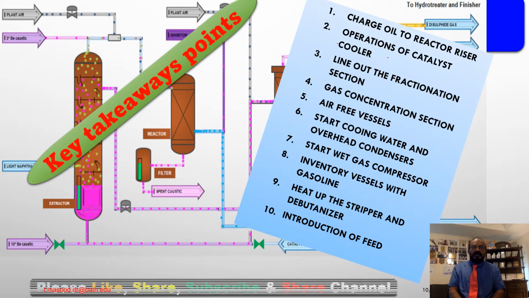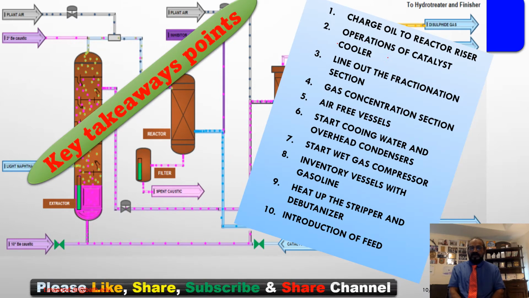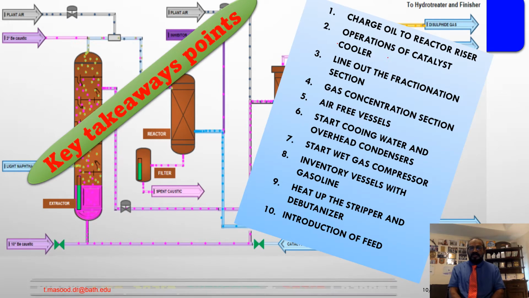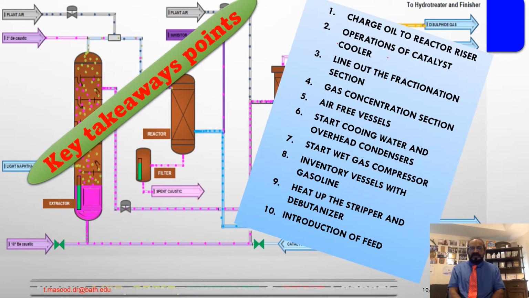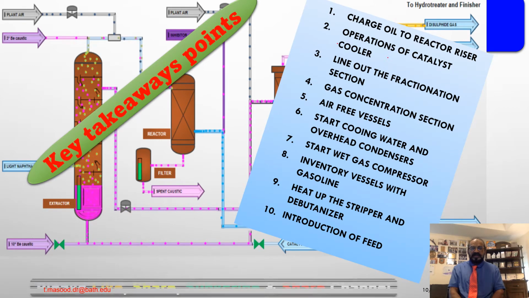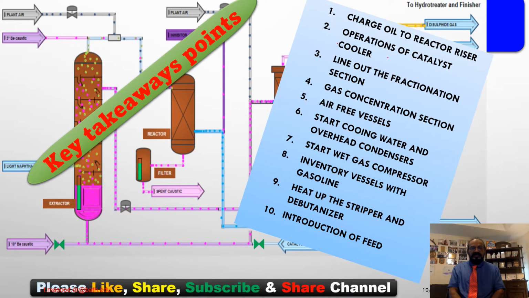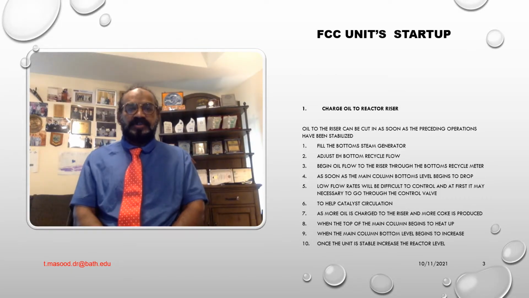Okay. Key takeaway points from lecture number 2, startup procedure of fluid catalytic cracking. Today we are going to discuss charge oil to the riser, reactor riser. Number 2, operations of catalyst cooler, line out the fractionation section, gas concentration section, which includes air-free vessels, start cooling water and overhead condenser, start wet gas compressor, inventory vessels with gasoline, heat up the stripper and debutanizers, introduction of a feed. These will be topics we are going to discuss today on my lecture, startup procedure of fluid catalytic cracking unit.